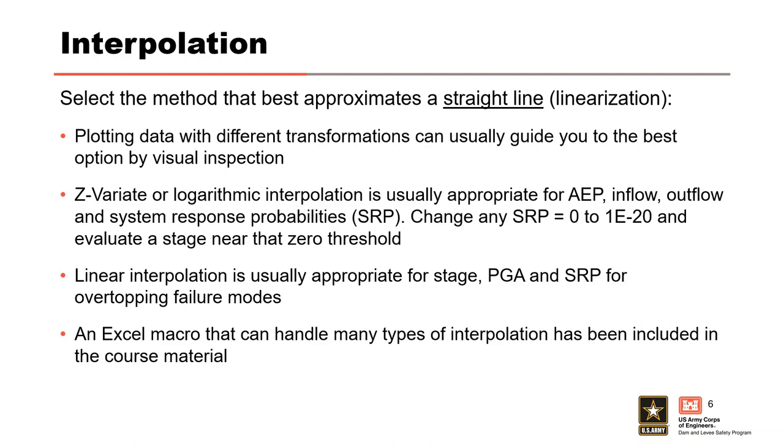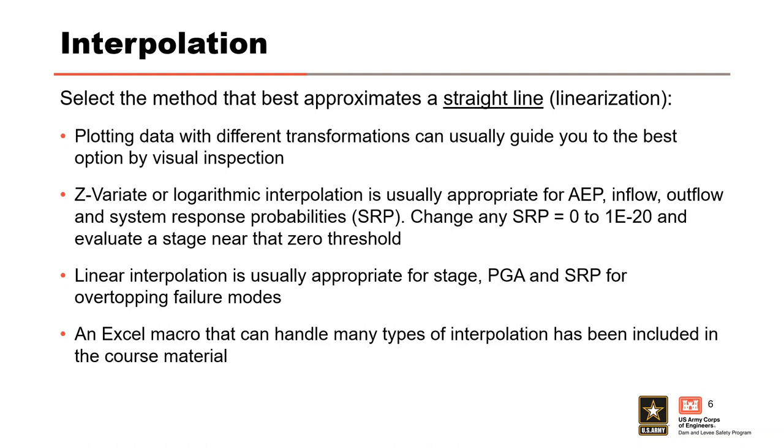When a team elicitation is completed, one of the first things we do is plot the system response to look at it and make sure the shape and probabilities are reasonable. But we're also trying to decide which transformation best creates a straight line. We typically do this by visual inspection, but also consider the R-squared value for our data. The three most used methods of interpolation are linear, logarithmic, and z-variate.